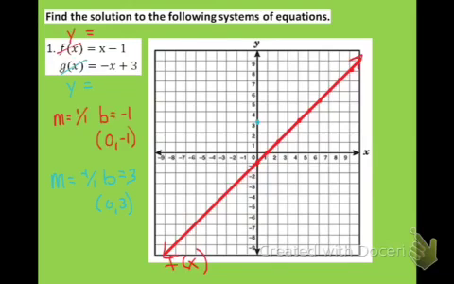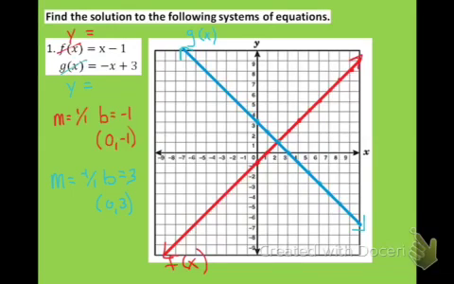So I'm going to start at 0, 3. And I'm going to go down 1, right 1. I'm going to graph a whole bunch of points. I'm going to use a straight edge to connect my points, making sure I put arrows on the end, and I label this one g of x.